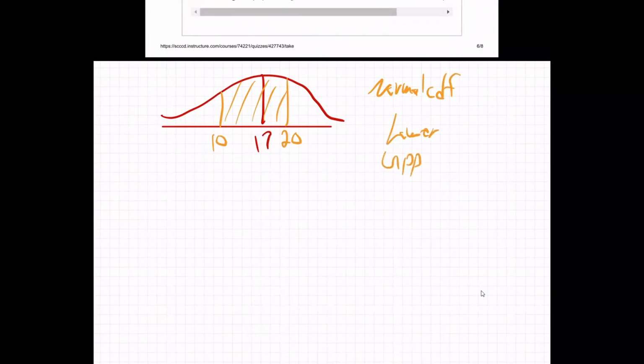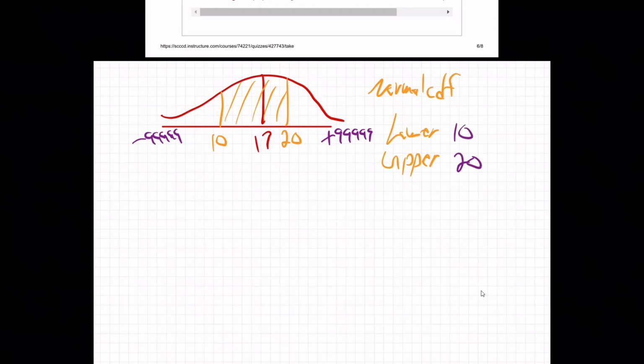So this time we don't have any of the 999 stuff. Why? Because, I mean, the 999 is still there. You know, positive 5 nines is way over on the right and negative 5 nines is way over on the left. But notice the shading stops at 10 and 20. It doesn't go all the way to the right or go all the way to the left. So the lower is just 10 and the upper is just 20, right? Because remember, lower is the left edge and the upper is the right edge of the piece of shading.